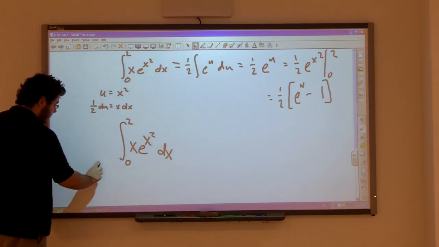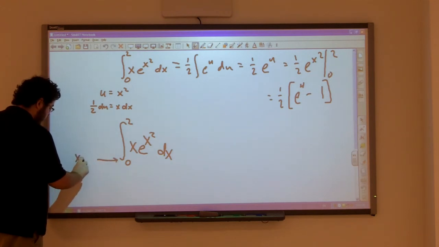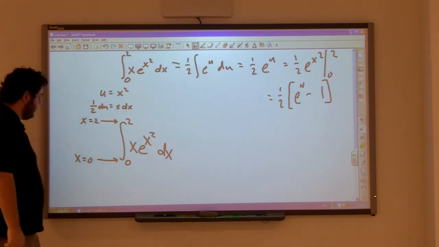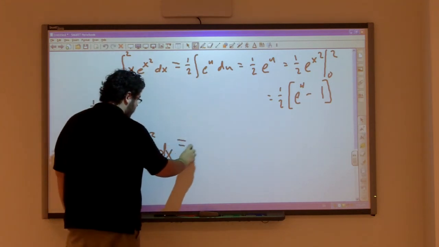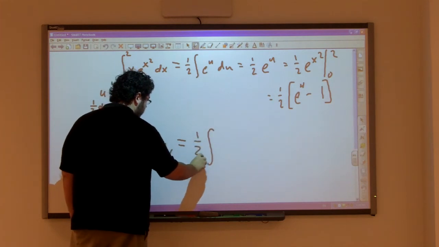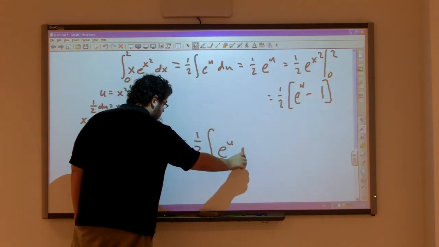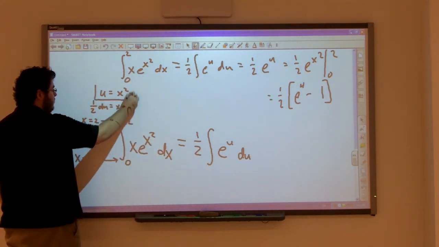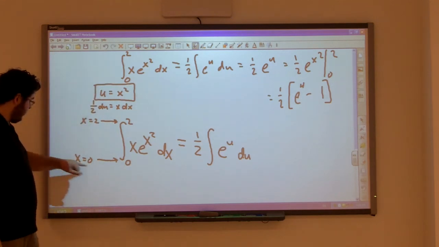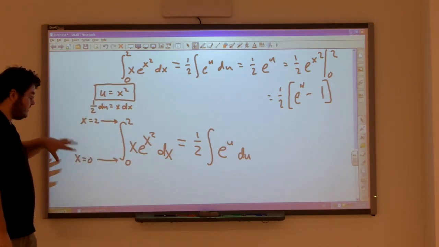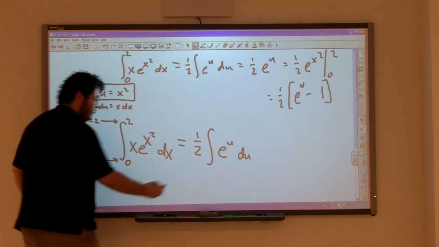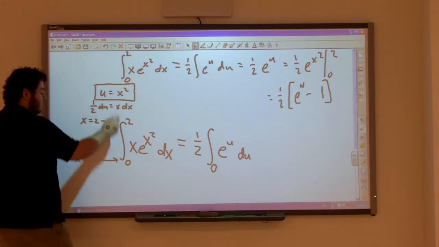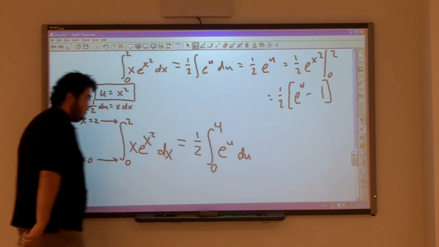What are we saying here? We're really saying we're integrating from x equals 0 to x equals 2. Well, when we want to rewrite this in terms of u's, we want to integrate over all the u values these correspond to. But we know this. We know that u is x squared. So our lower bound is at x equals 0, so that's u equals 0 squared. Our top bound is x equals 2, so we have u equals 2 squared, or 4.